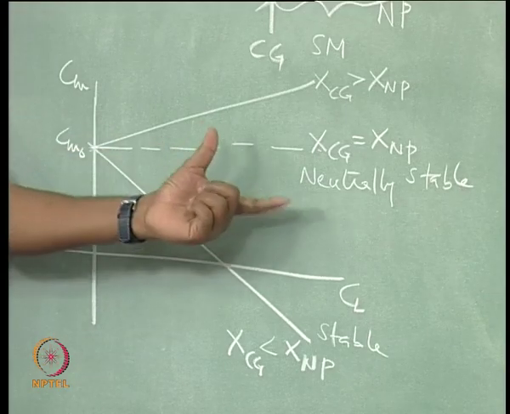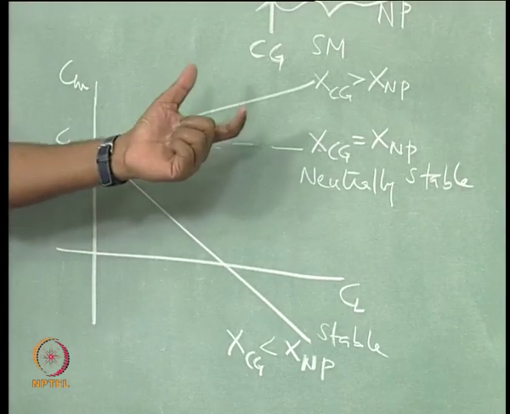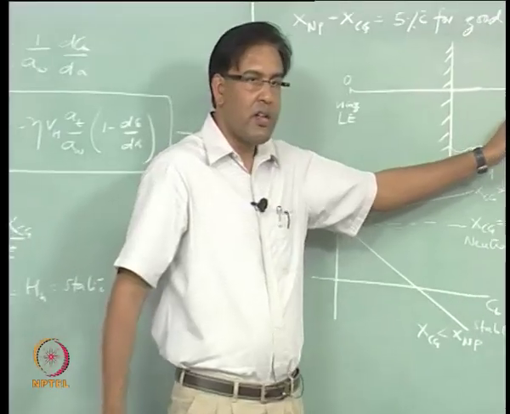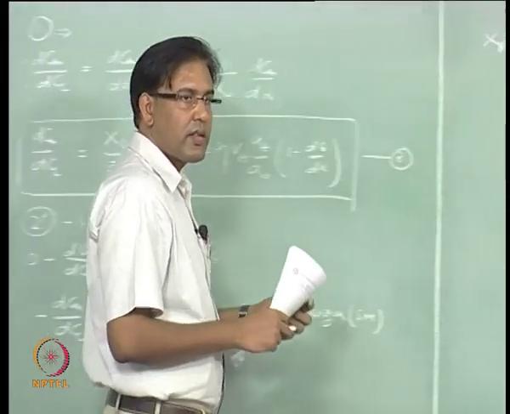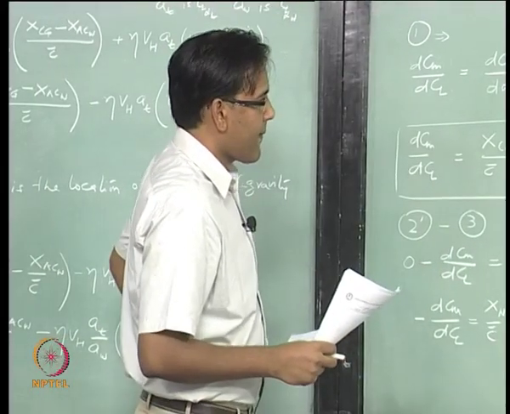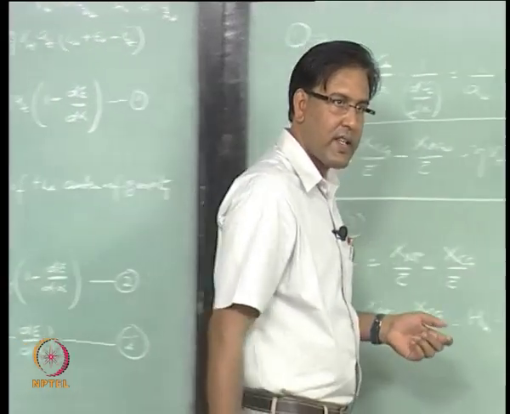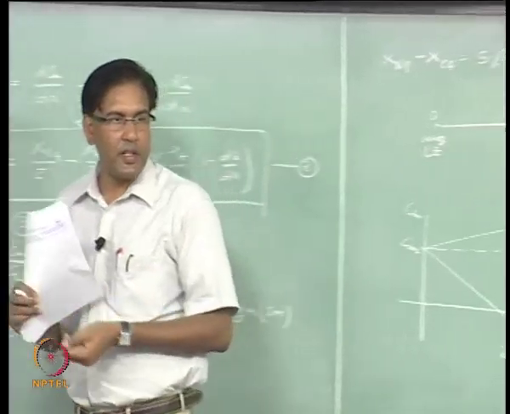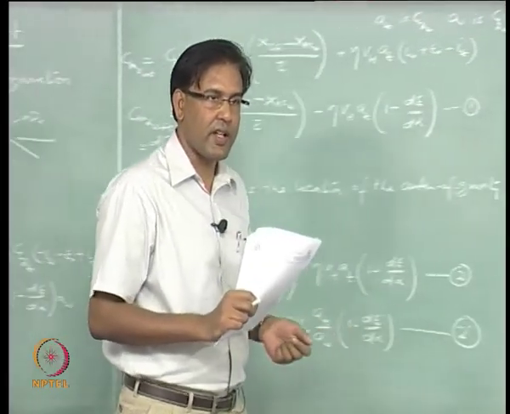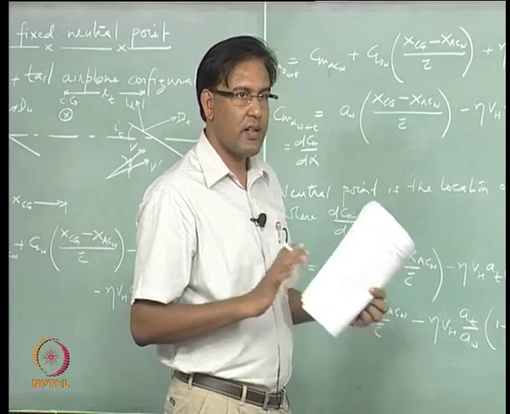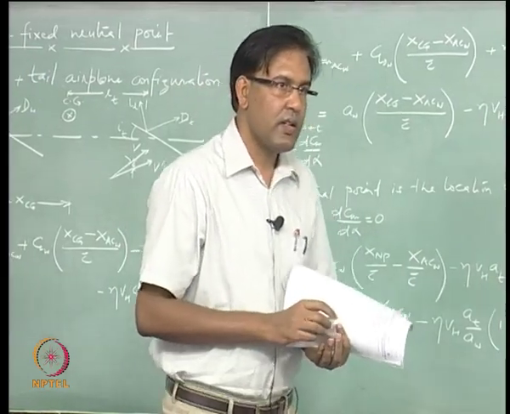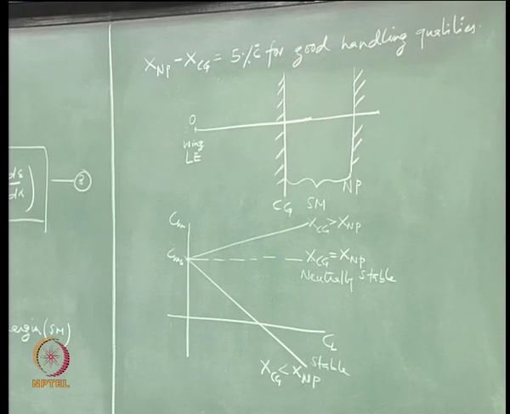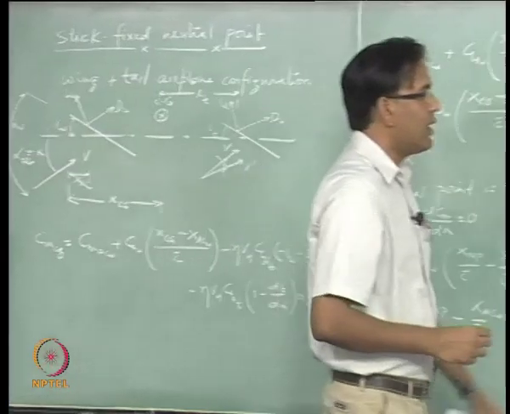So, clearly if we want to ensure stability for all CG locations, the CG should not go beyond the neutral point, right, that is what it means. So, I can say that neutral point location is the most aft location of the center of gravity, right, if you want to ensure stability. Okay, let me write that statement somewhere or maybe there itself.